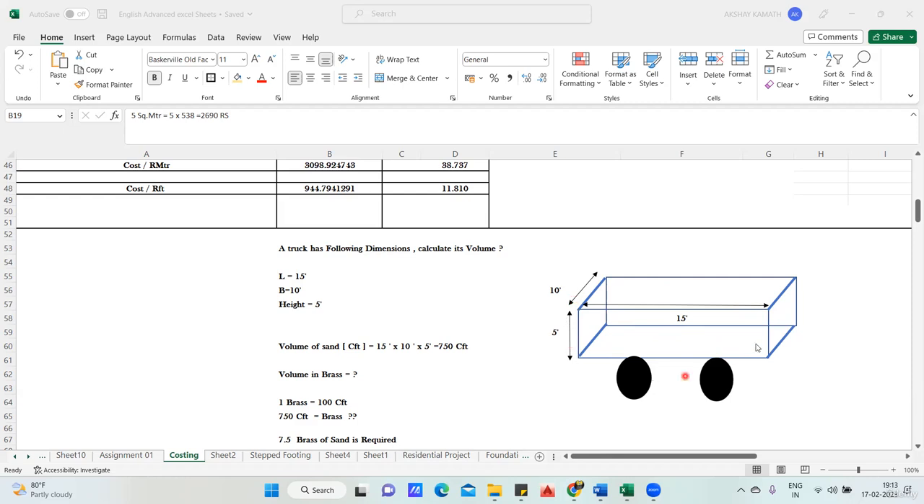You want to find the volume of this. Also, I need to fill in this particular container with the sand. So how much brass of sand can be taken into this particular vehicle? So again, first we'll find the volume of sand.